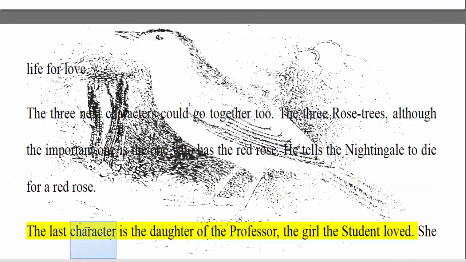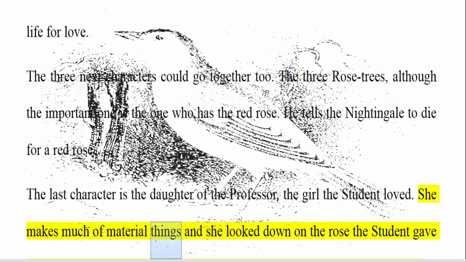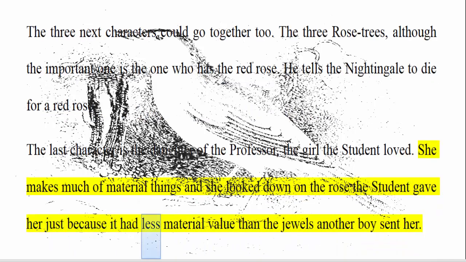The last character is the daughter of the professor, the girl the student loved. She makes much of material things and she looked down on the rose the student gave her just because it had less material value than the jewels another boy sent her.